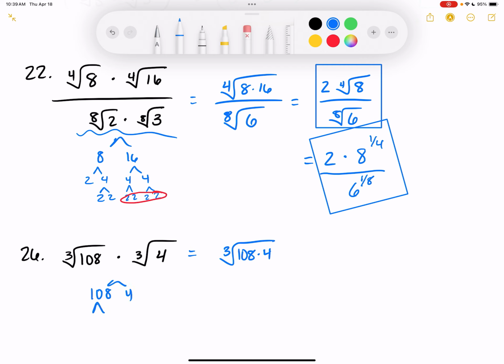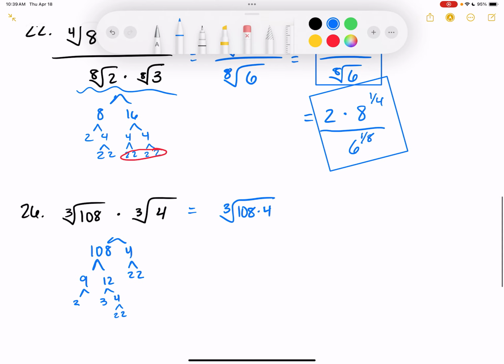108, 9 and 12. 4 is 2 and 2, so I'm done with that one. 12, 3 and 4. 4 is 2 and 2. 9 is 3 and 3. So anything that I have groups of 3 of, I can take out. So I've got 3 3s, so I can take a 3 out. And I've got 3 2s, so I can take out a set of 2s as well. So this would be 3 times 2 times the cube root of 2, which ends up being 6 cube root of 2.